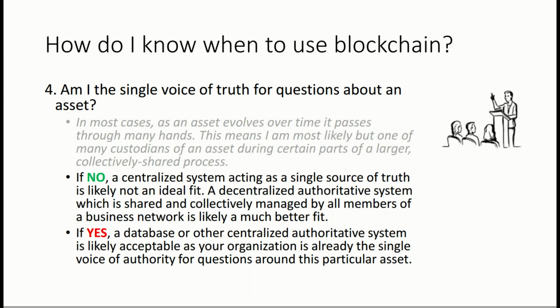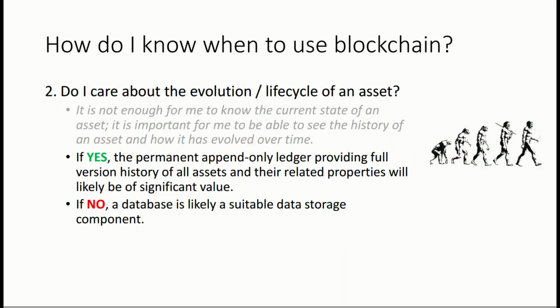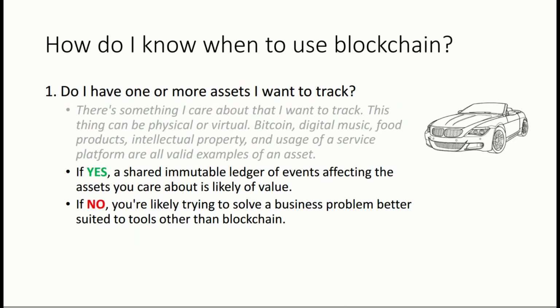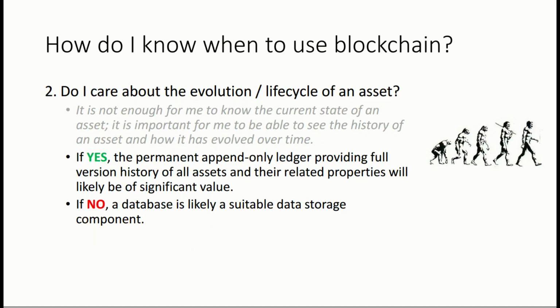All right, that gets us to question 4. So let's go back and recap. Question 1, we asked ourselves, do we have one or more things that we care about that we want to keep track of? And we said, yes, we do. And then question 2, we said, all right, do we care about the history of these things that we care about? Do we care about how they evolved to get to this point? And we said, yes, absolutely. We need to see that history.